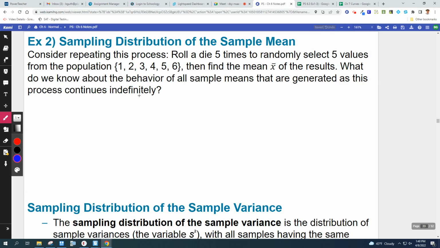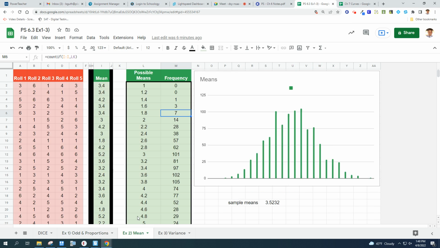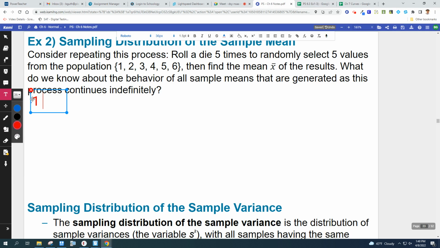So example 2 is that same exact problem, right? We're still rolling the die 5 times. So if we roll this die 5 times, this time we want to talk about the mean. So example 2, I take each of these rolls and I'm going to find each of these means. I'm going to do that 1,000 times, okay? I guess before we do that though, think about it. I could roll a 1, a 2, a 3, a 4, a 5, or a 6. Think about what the mean of that is.